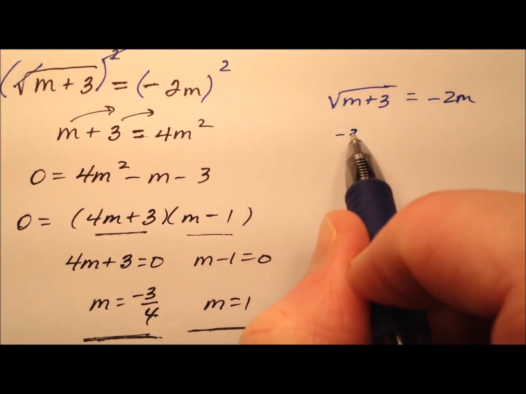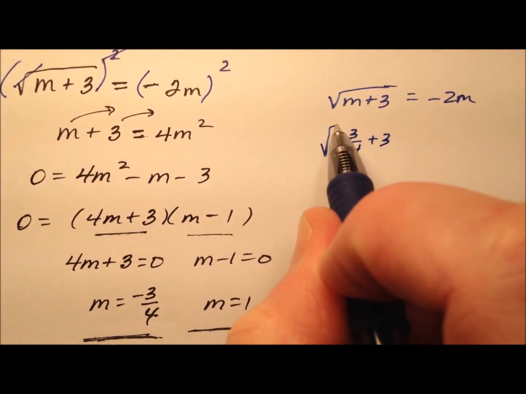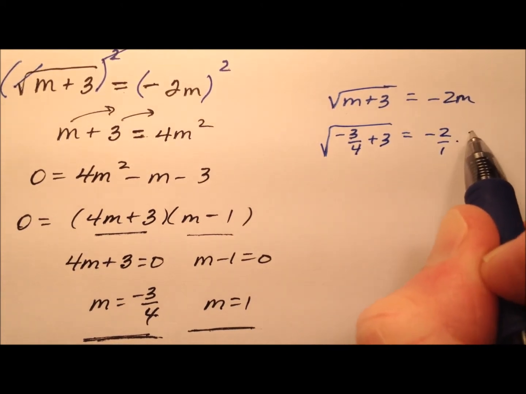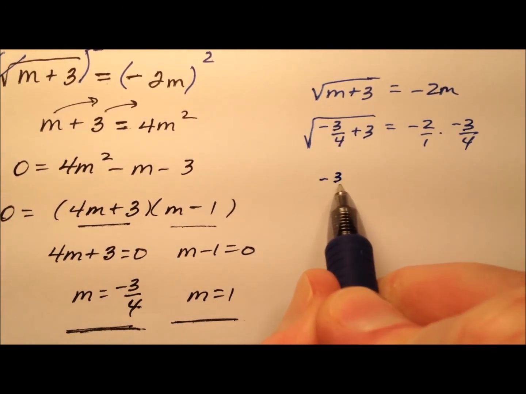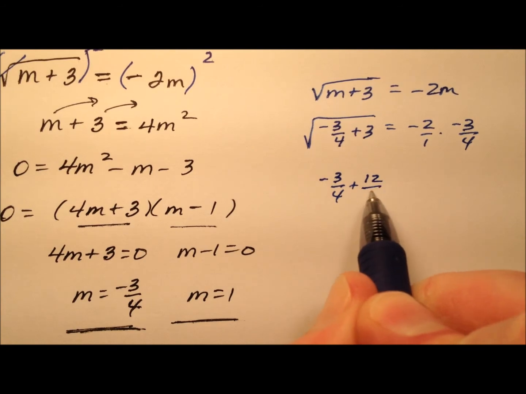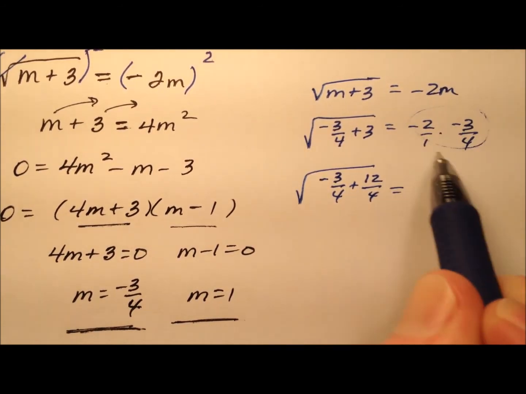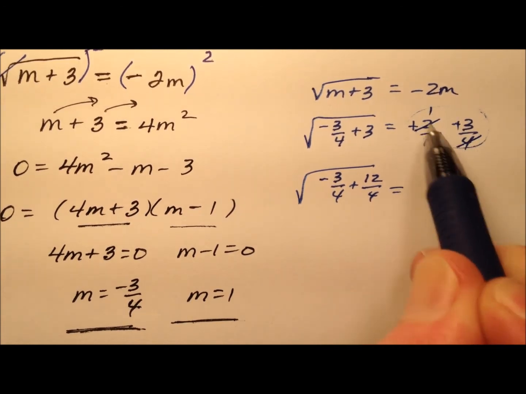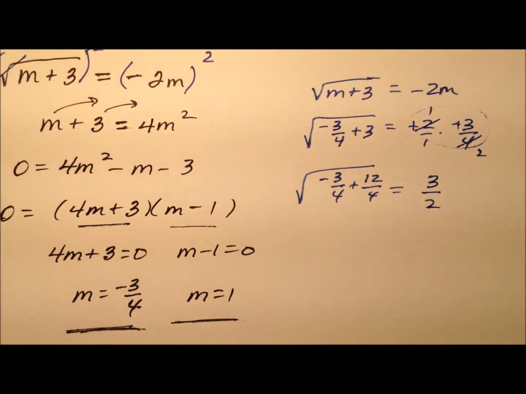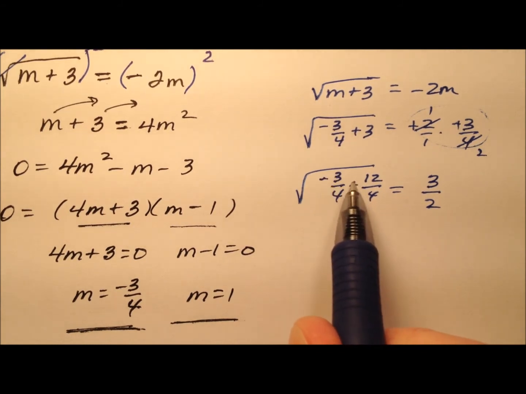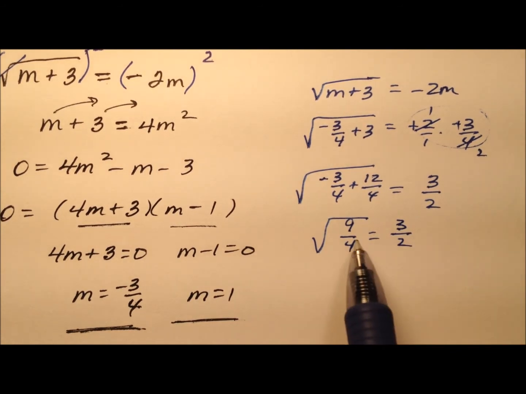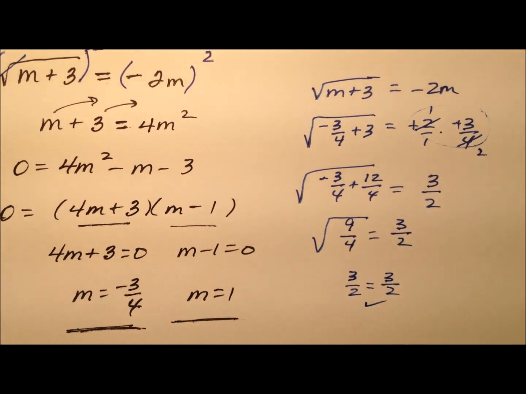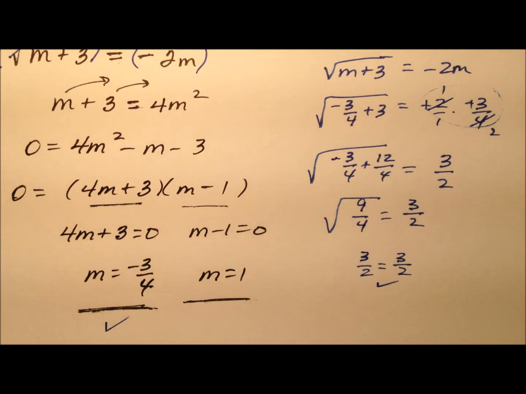So m equals negative 3/4, so we'll have the square root of negative 3/4 plus 3, and that equals negative 2 times negative 3/4. Well, this addition here, we can get common denominators and say this 3 will be 12 over 4. And then we can go ahead and multiply here. The negatives cancel. Let's see, the 2 and the 4 can cancel. Looks like positive 3/2 over there on the right. And how about this? Negative 3 plus 12 is 9/4. So the square root of 9/4, well, the square root of 9 is 3. The square root of 4 is 2. 3 over 2 equals 3 over 2. So this first value for m, it works out okay.